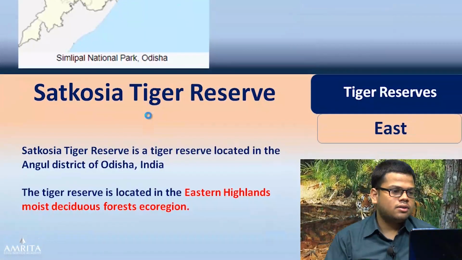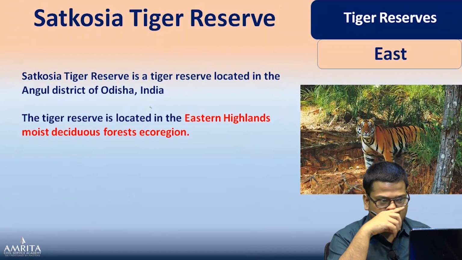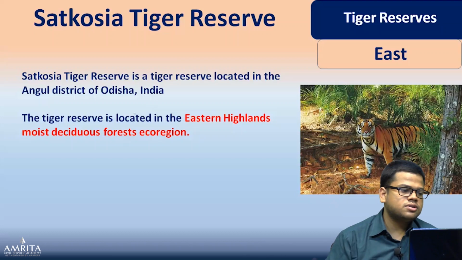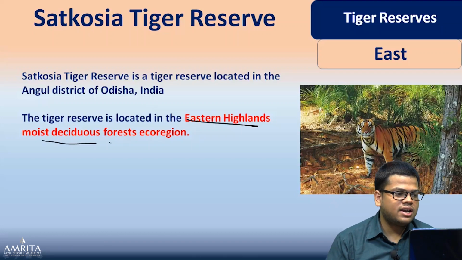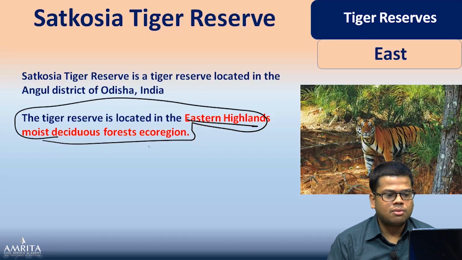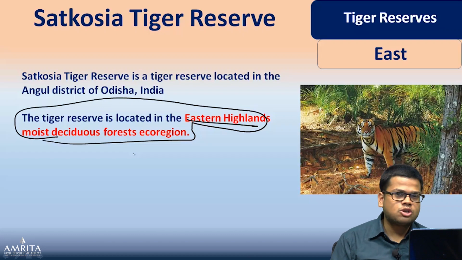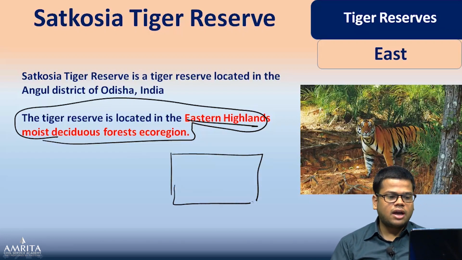Okay. Next we come to Satkoshia Tiger Reserve. It is located in the Angul district of Odisha. The reserve is located in the eastern highland moist deciduous forest ecoregion. So this fact you have to remember. For example, a question can be asked in the future, though UPSC has not asked this particular question. For example, they'll give a description of a tiger reserve.